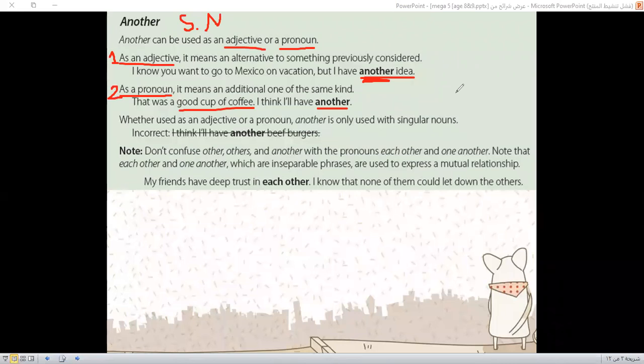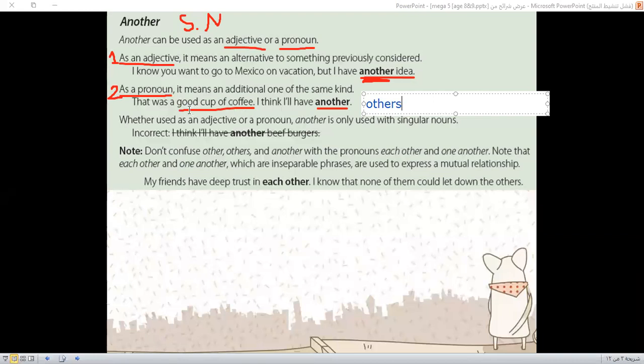Other, I don't use it like this because it cannot be a pronoun. If I want to use other as a pronoun, I should add an S. It should be others, okay? But here, I'm talking about one thing only. Others I can use as a pronoun, just like another. But I should pay attention to the thing that I'm going to refer to.